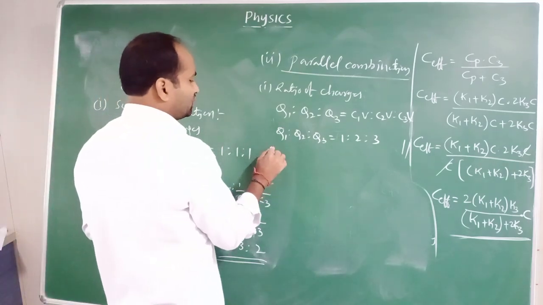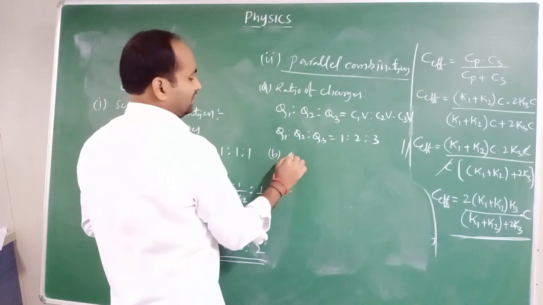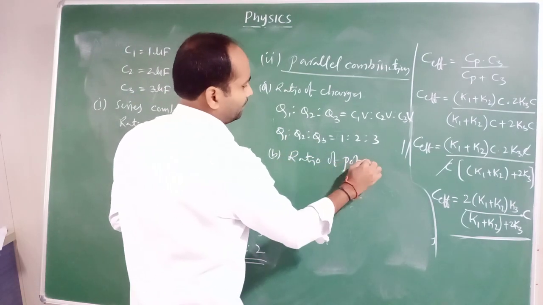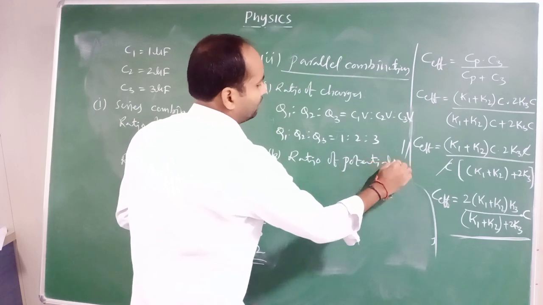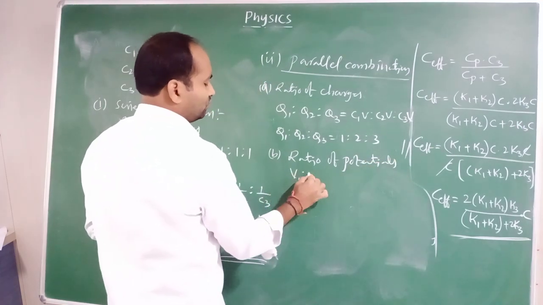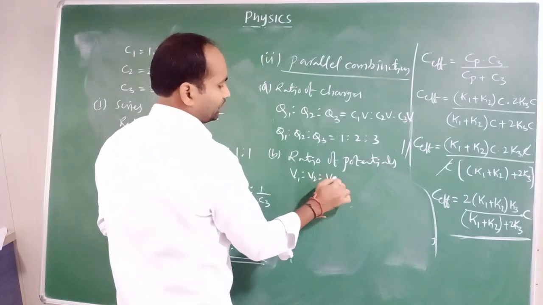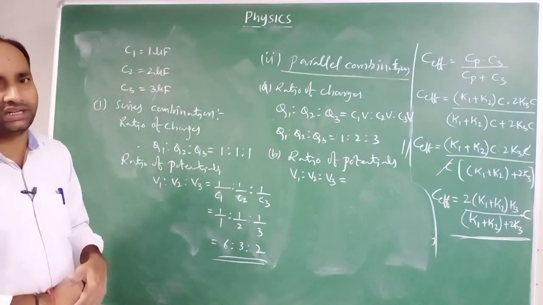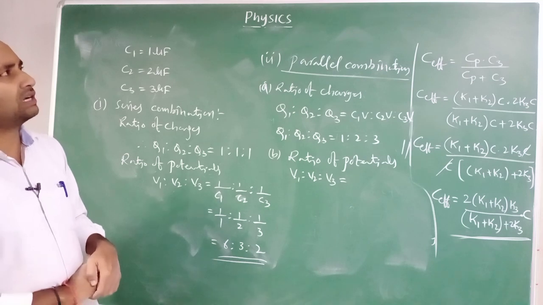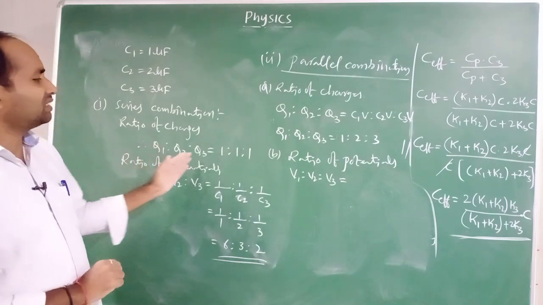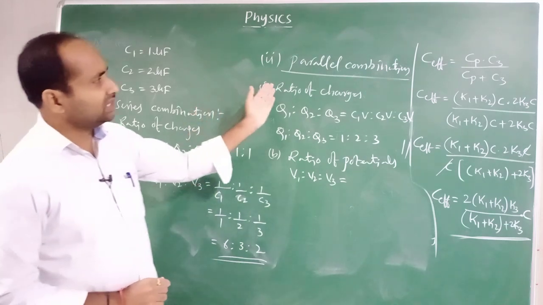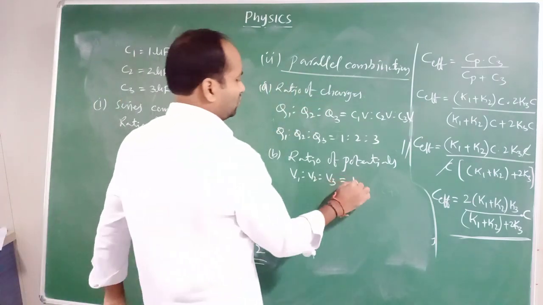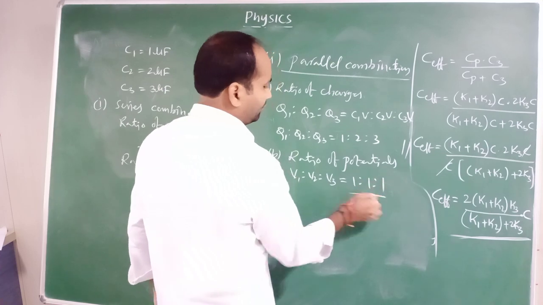And what is the ratio of the potentials? That is V1 is to V2 is to V3. In parallel combination, the potential remains constant. When the capacitors are connected in series, charge remains constant. When the same capacitors are connected in parallel combination, we know that potential is constant. So the ratio is 1 is to 1 is to 1.